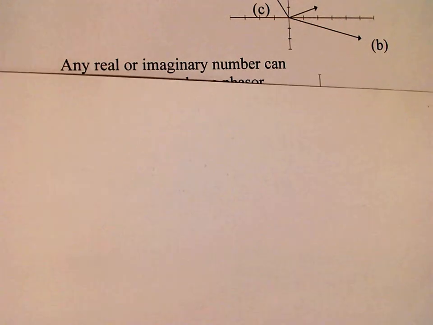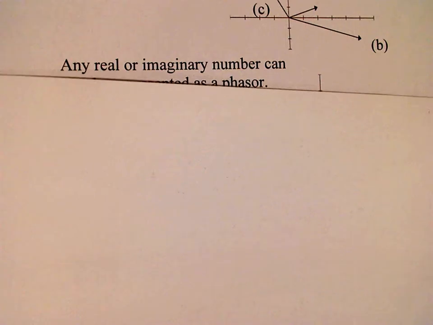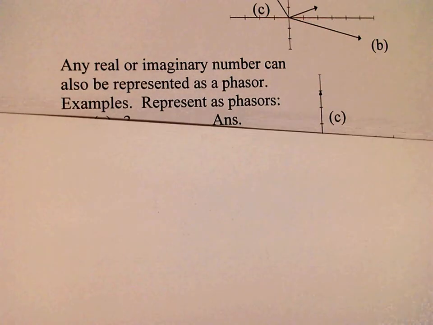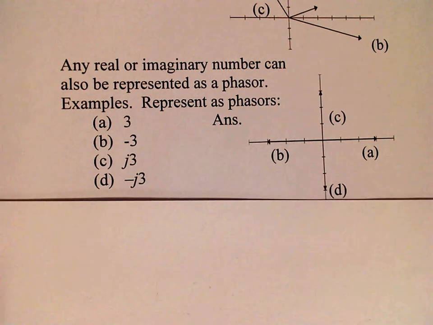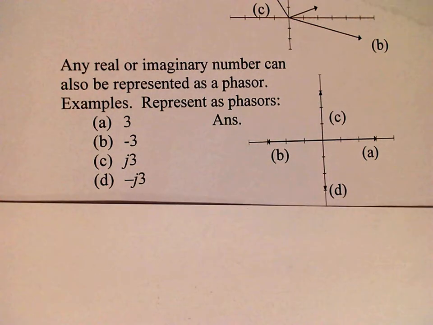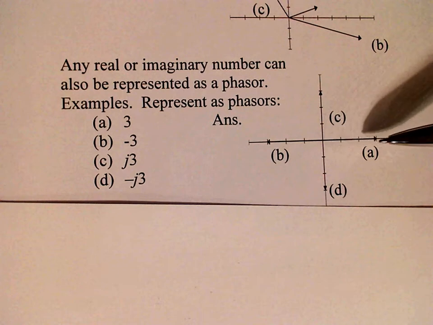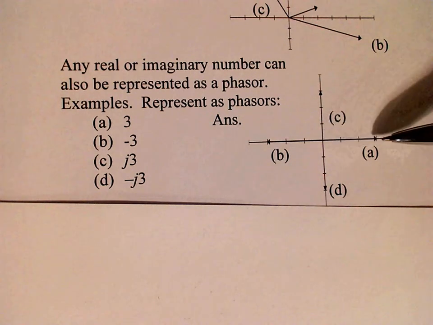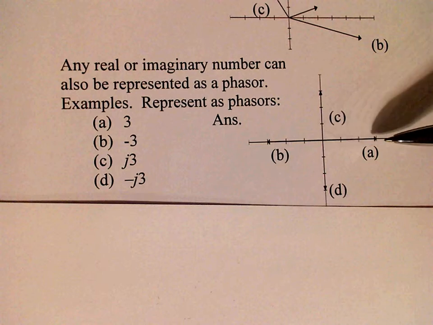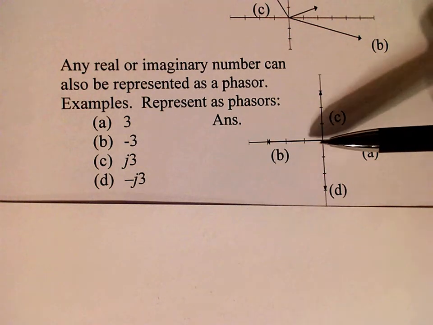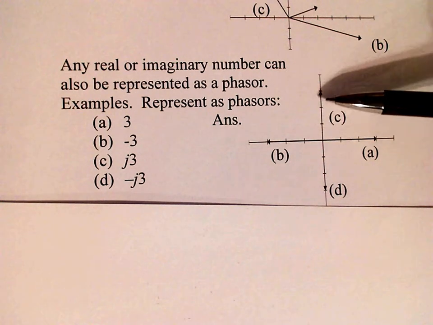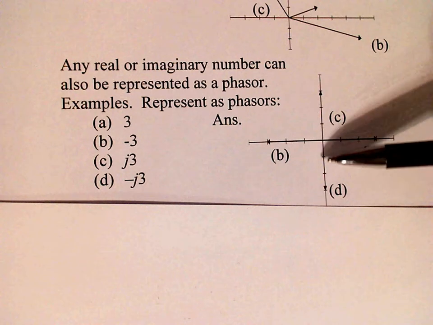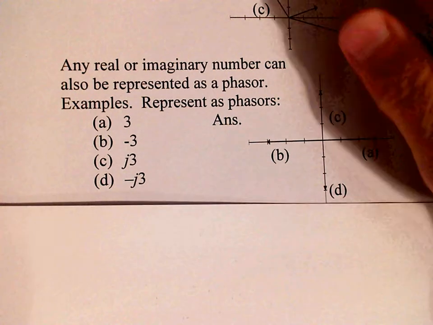Now, of course, any real or pure imaginary number can also be represented as a phasor. So, for example, we want to represent 3, negative 3, j3, and negative j3 as phasors. Then 3 is just going to be an arrow drawn on the real axis, or the x-axis, from 0 to 3, and there it is. Negative 3 is in the opposite direction. j3 is on the imaginary axis, or y-axis, and negative j3 in the opposite direction. That's all there is to that.